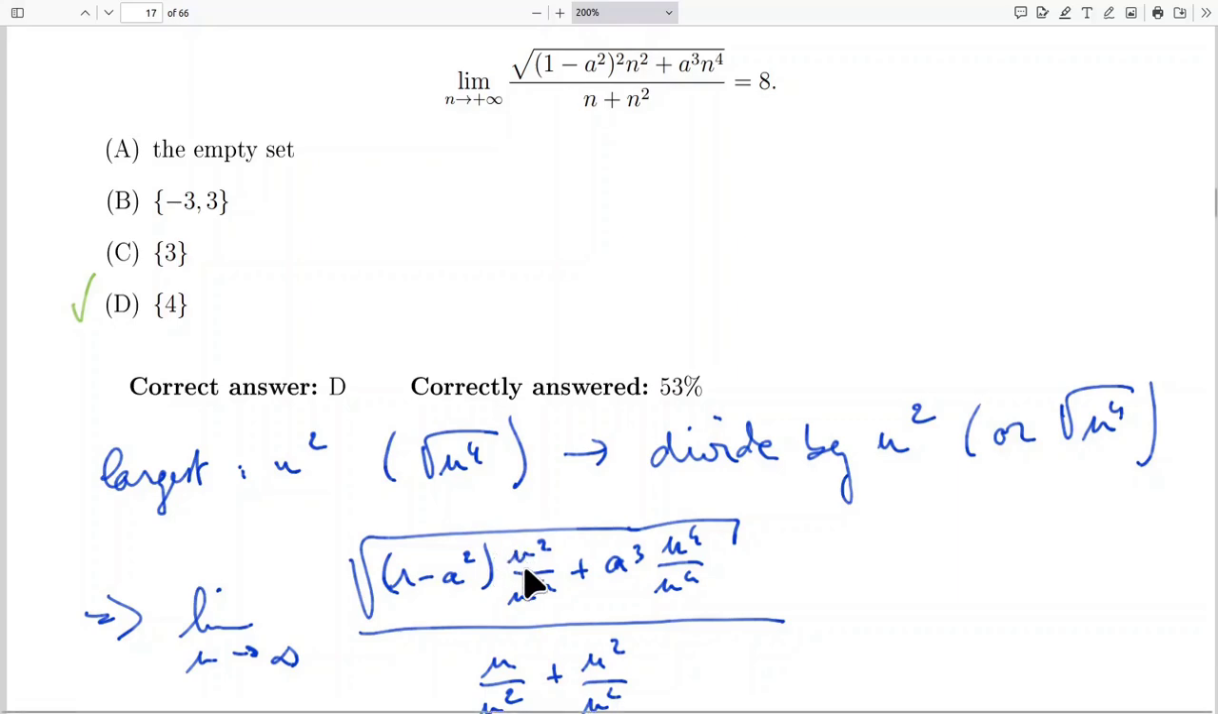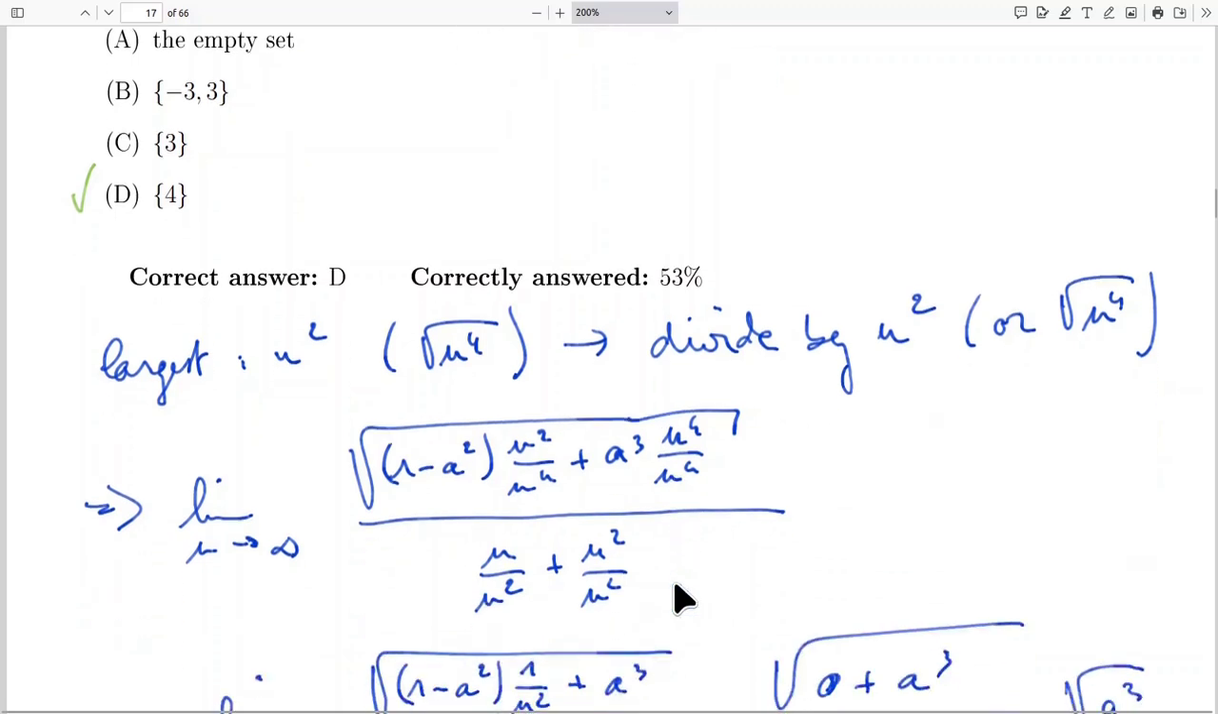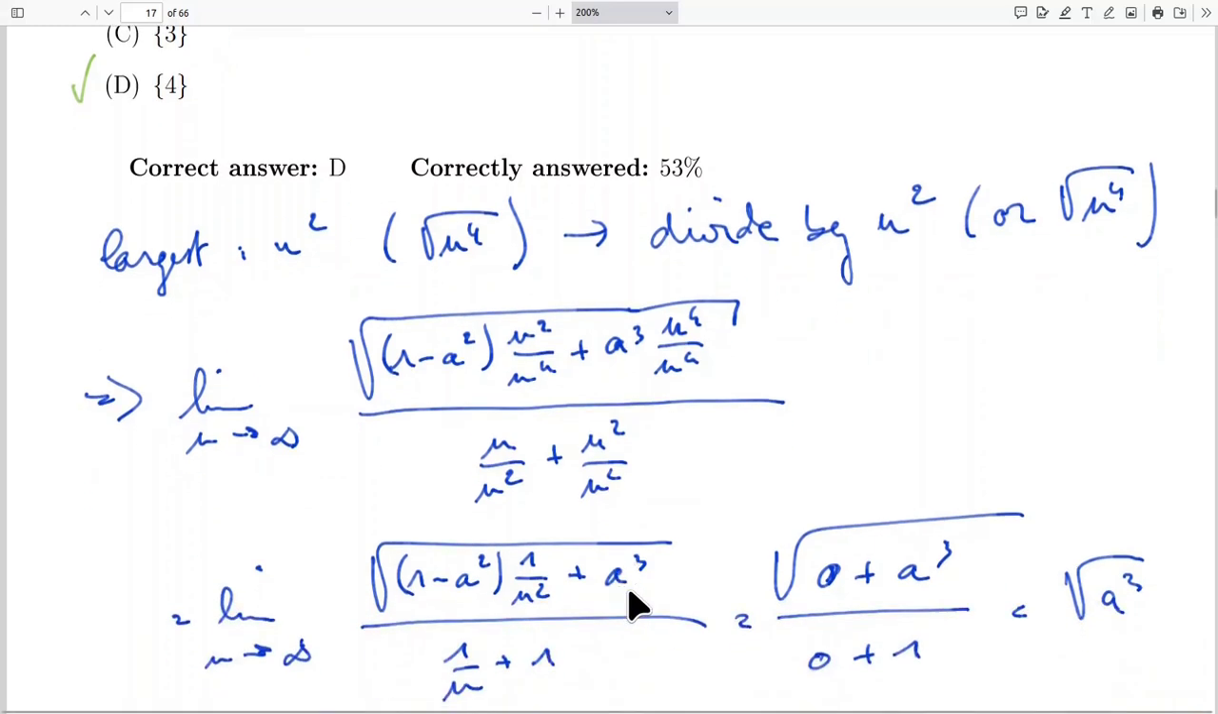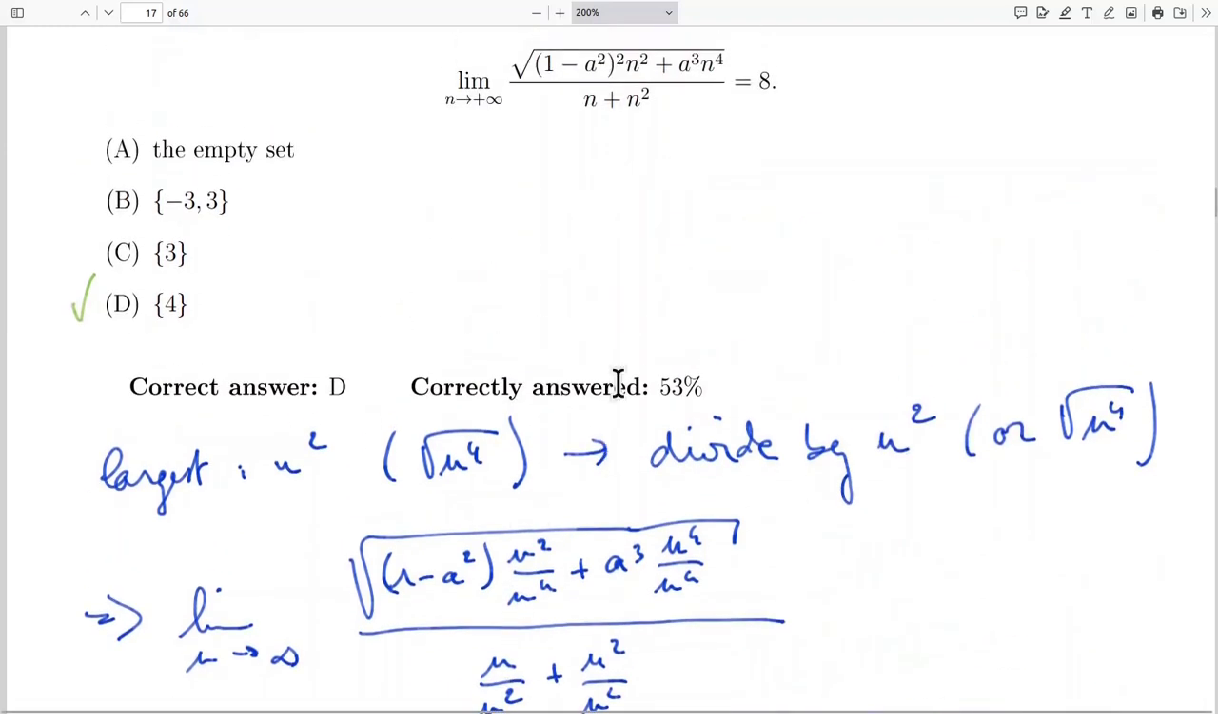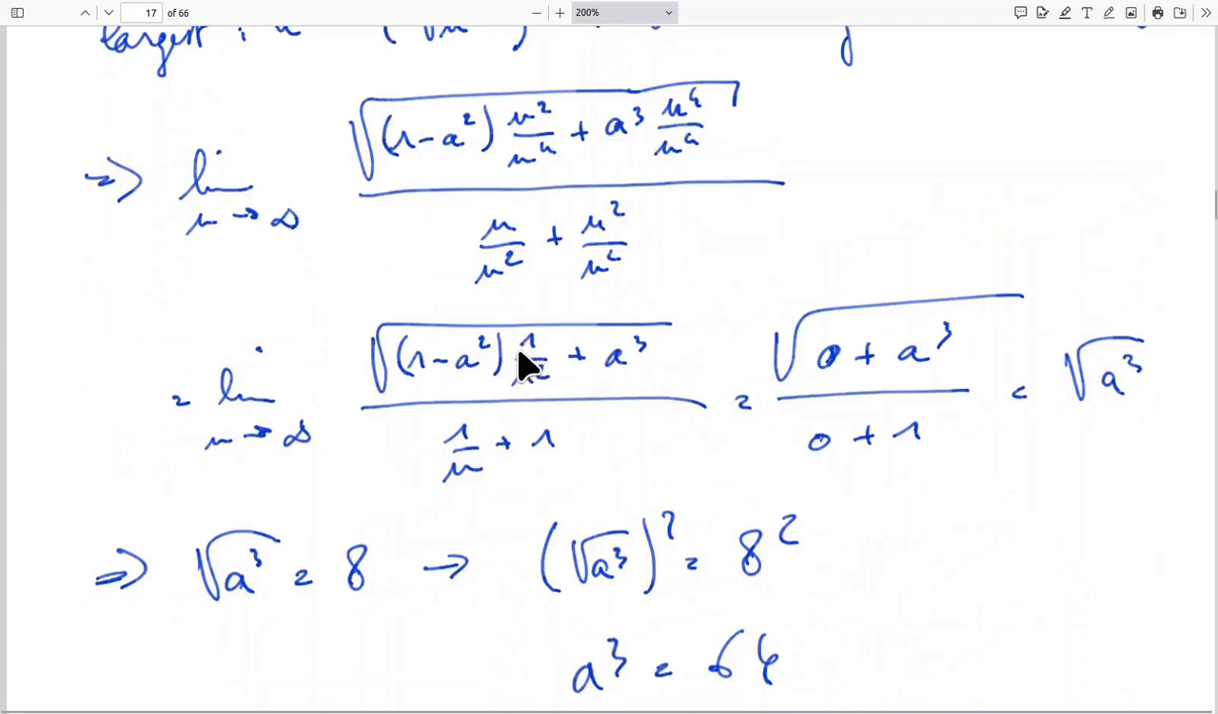So we get n squared over n to the fourth plus a to the third times n to the fourth, also divided by n to the fourth, and then in the denominator we get n divided by n squared plus n squared divided by n squared. So that gives you 1 minus a squared, again it should be squared here, times 1 over n squared plus a to the third, all over 1 over n plus 1.